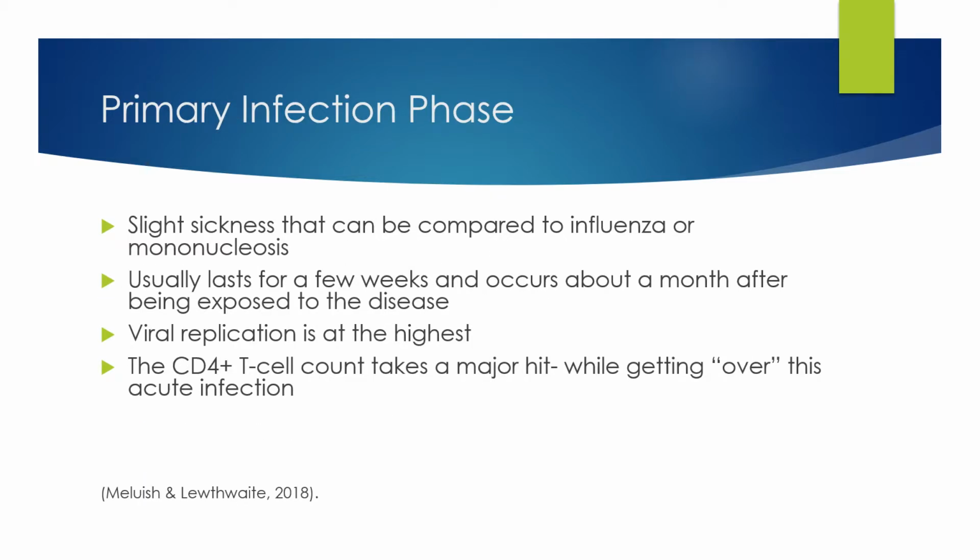The primary infection phase. This is the beginning phase of HIV. There is usually a slight sickness that can be compared to influenza or mononucleosis. It usually lasts for a few weeks and occurs about a month after being exposed to the disease. Viral replication is at its highest. The CD4 and T cell count takes a major hit. While trying to get over this acute infection, the body fights the virus. This is when people start to get the flu and start to look sick, and then they eventually just get over this illness.